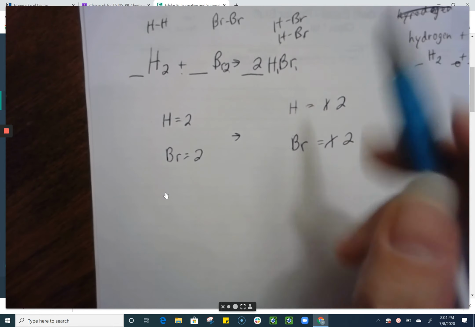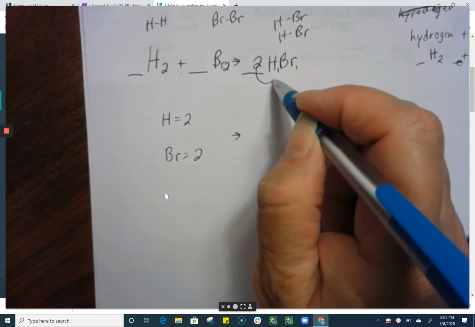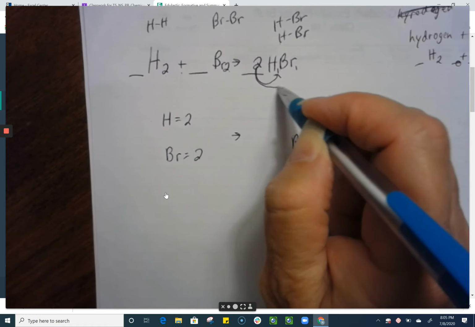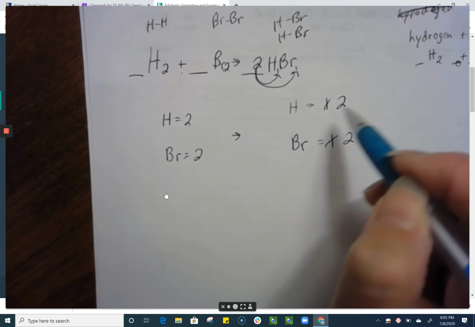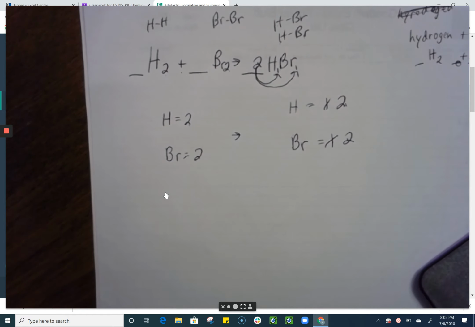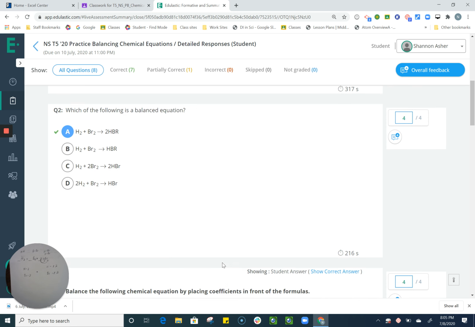When we get into the polyatomic ions with the parentheses, another way to do this instead of drawing all these out and counting them is you multiply the coefficient by the subscript. So 2 times 1 would give you 2. 2 times the 1 here would give you 2. So you have 2 hydrogen, 2 hydrogen, 2 bromine, 2 bromine, and that one's balanced. Okay, so let me make this smaller, and let's look at another equation here.